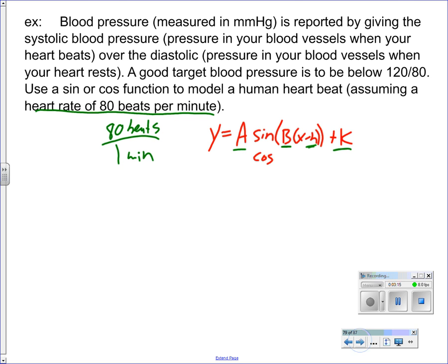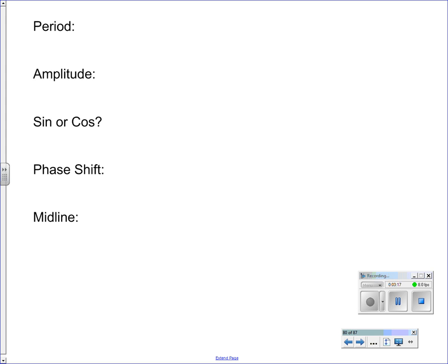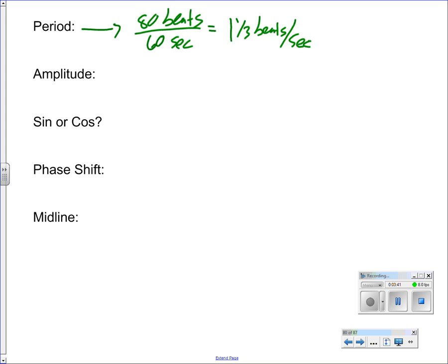So that's the piece that's going to be the key for our period. Right? We know the rate is going to be 80 beats per 1 minute, or 60 seconds. Alright, so for each heartbeat, that's 1 1/3 heartbeats per second. Or we can use a fraction, say 4/3. So this right here is our period.